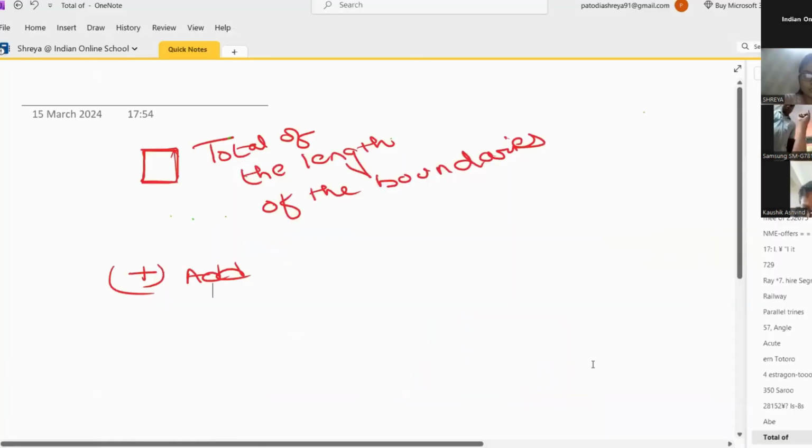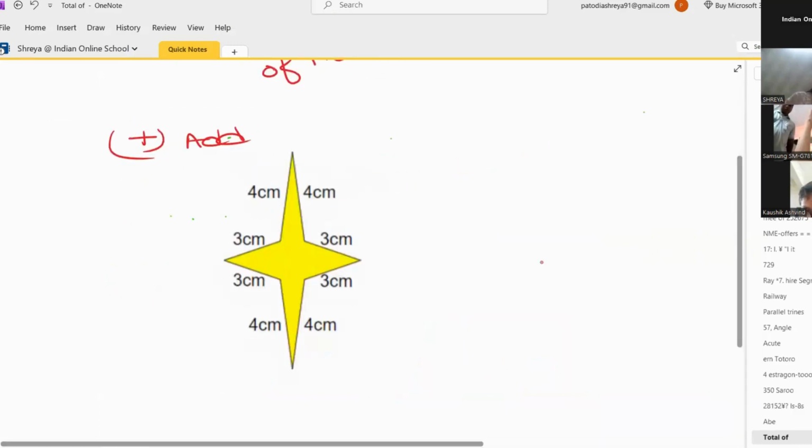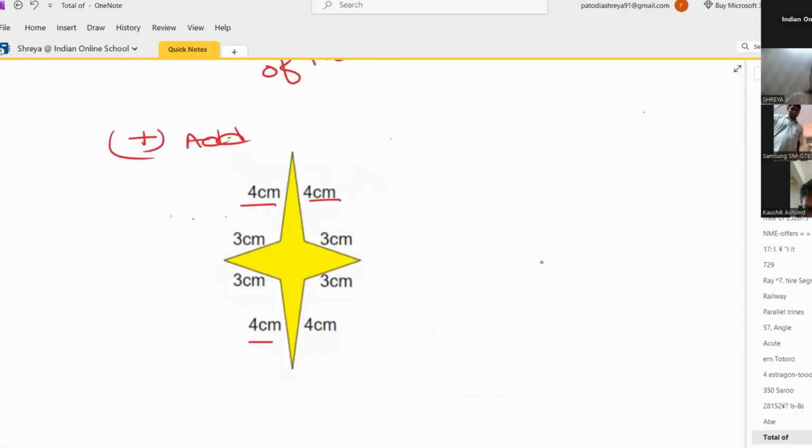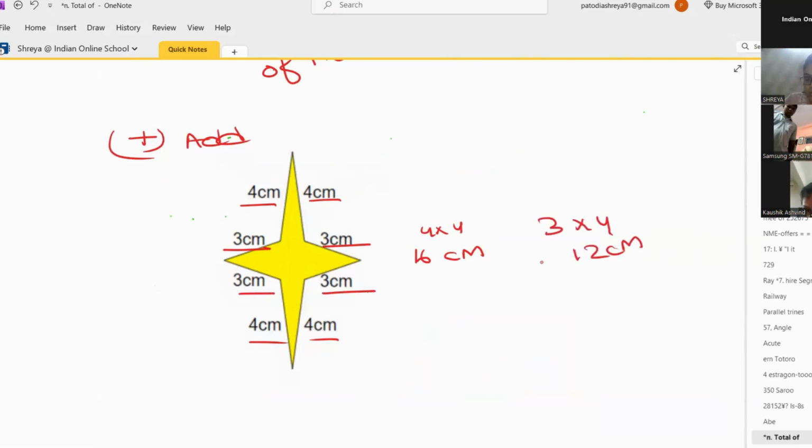Yes or no? Yes. So see, basically 4 is there 4 times. That makes it 16 centimeters. 4 multiplied 4 times. Similarly, 3 is there 4 times. That makes it 3 into 4, 12 centimeters. If you add them up, that makes it 28 centimeters as my answer. Correct, all of you? Yes. So instead of repeatedly adding, I just counted how many times the common number is present and then I multiplied it.